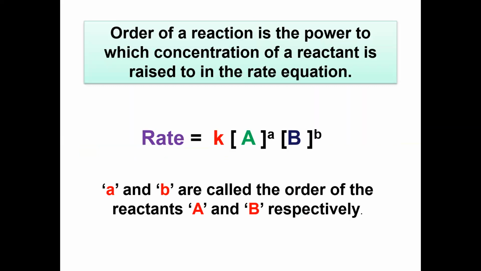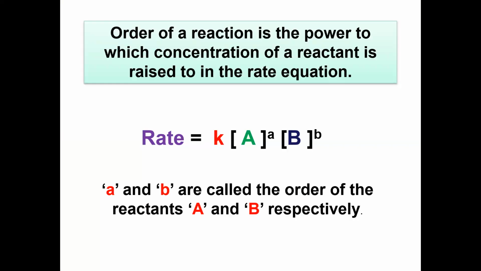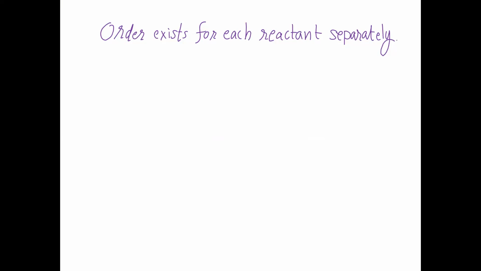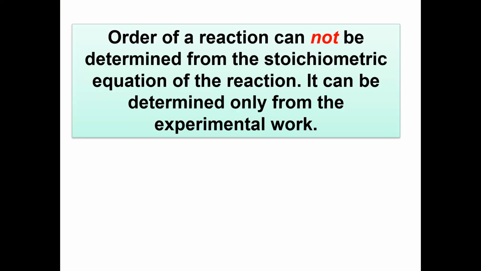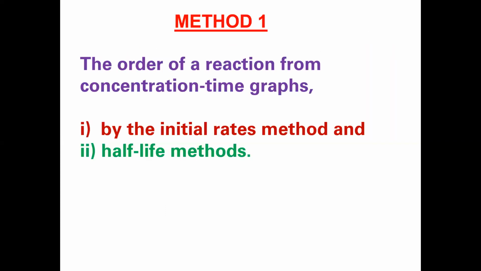Rate at zero position. So when you talk about the order of a reaction, you can't get it from the equation. It means these numbers are actually coming from some type of experimental detail. The first method says you draw a concentration time graph by the initial rate method and the half-life method.